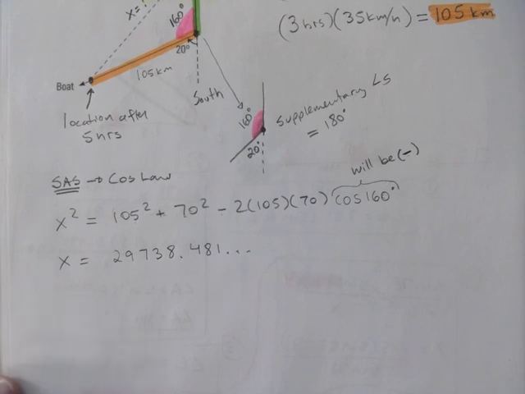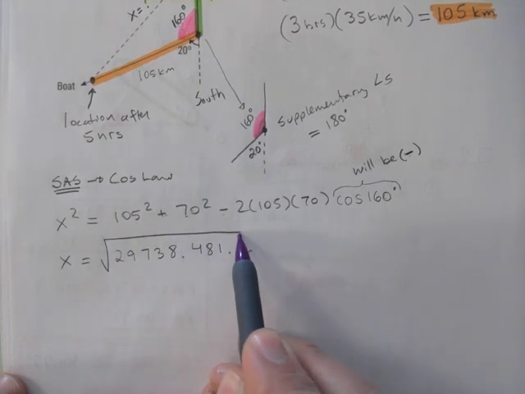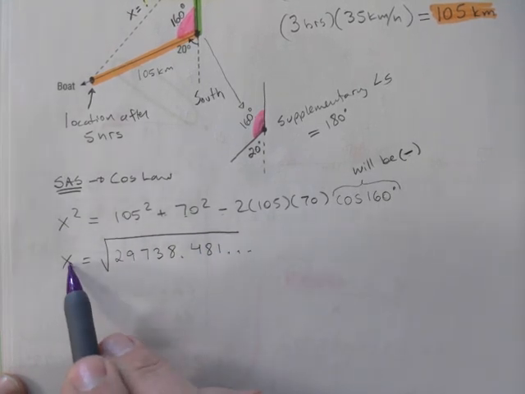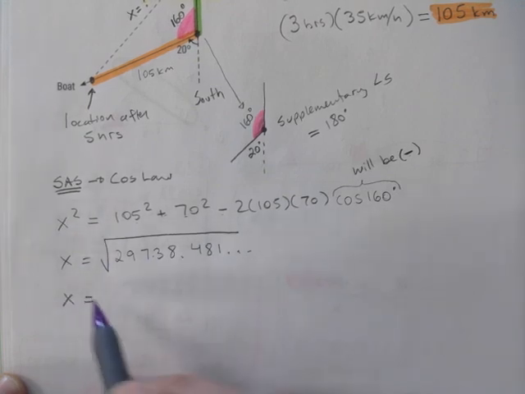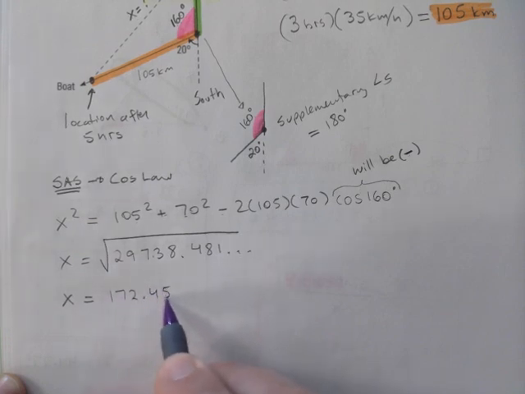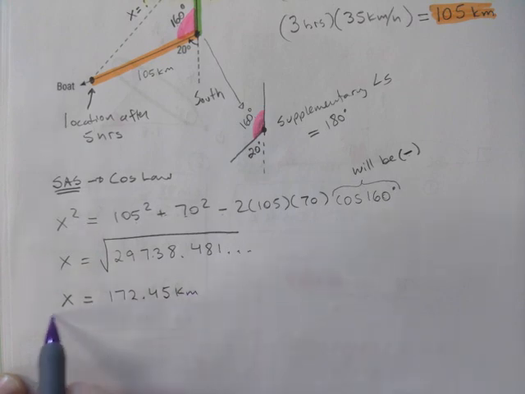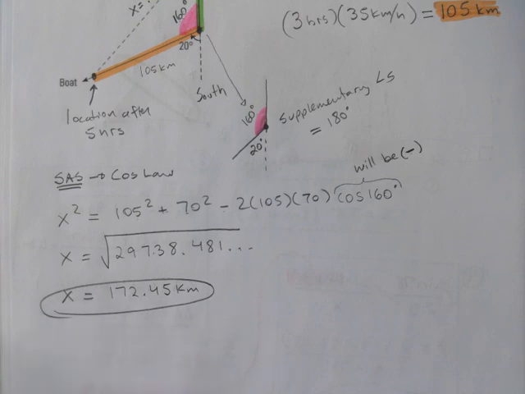But that's not the answer, is it? That's not the ultimate answer. We need to square root it. If you want x, then you need to square root whatever's on the other side. You're basically square rooting both sides. So when you do that, you get 172.45 kilometers. There you go. You solved this problem.